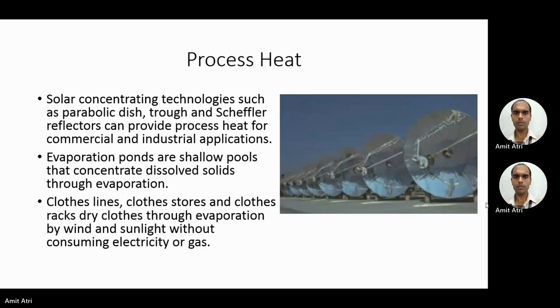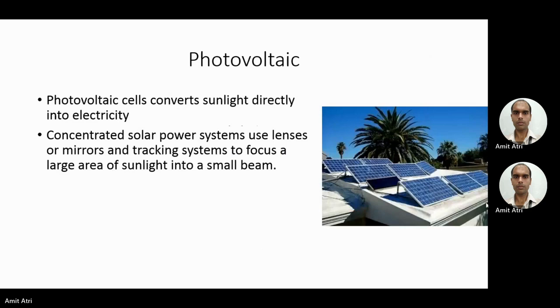The evaporation ponds are shallow pools that concentrate dissolved solids through evaporation. The clotheslines, clothes stores, clothes racks, they're drying the clothes by evaporating by wind and sunlight. So not using gas or electricity for drying of clothes. The very common application, this is photovoltaic. Photo means light, voltaic, electricity generation, direct conversion from light to electricity using solar cells or solar panels.